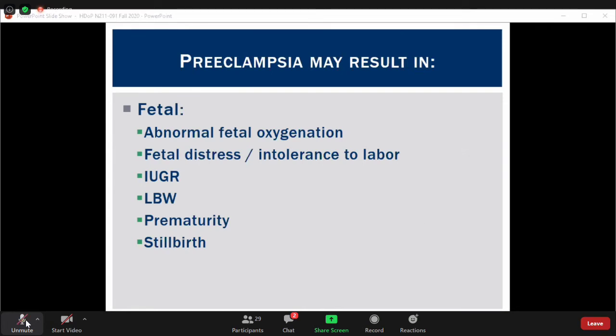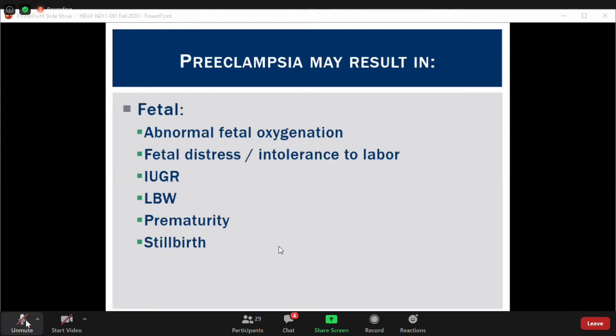So, right, minimal or absent variability. What else is the fetus going to tell you? Diminished movements, late decelerations. Non-reassuring fetal heart rate. Right, non-reassuring fetal heart tracing, your category 3 tracings. All of that stuff that we've talked about, you're going to see that with this patient.